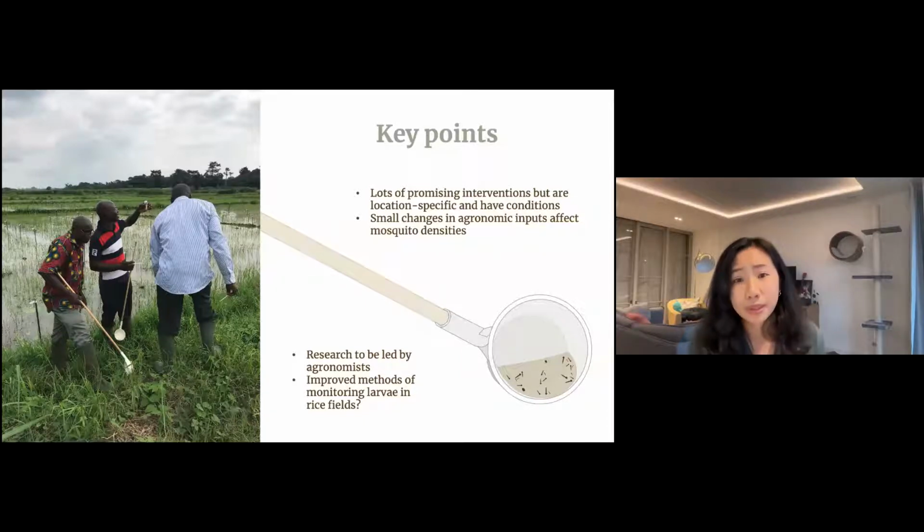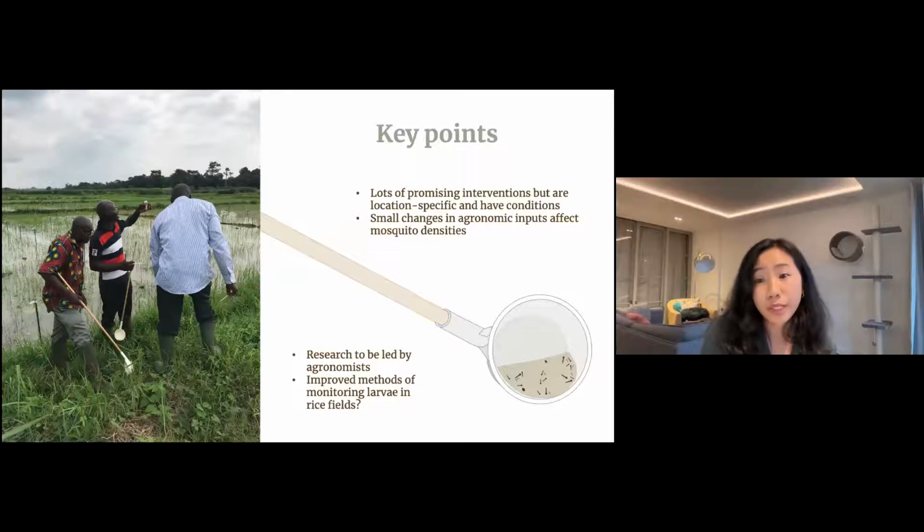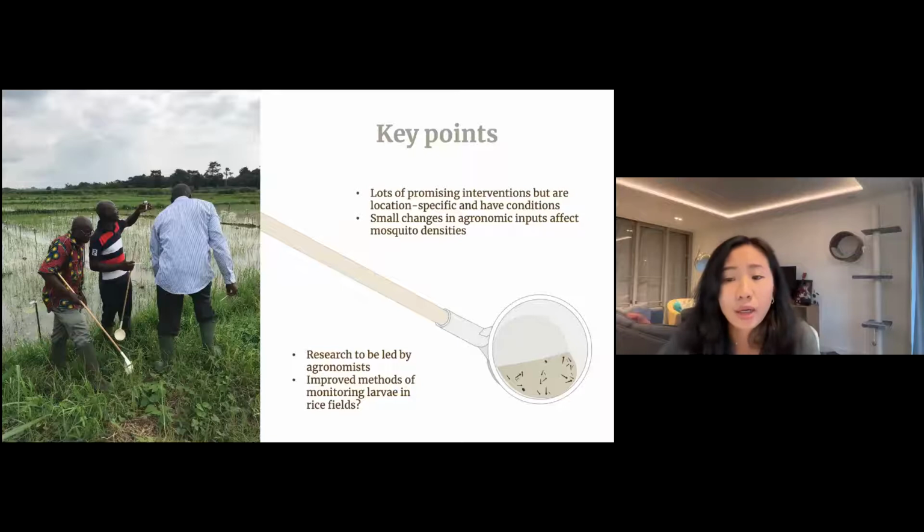And the ultimate aim is to get these interventions adopted by farmers. And to do so, research should be led by agronomists. As entomologists, we need to find improved methods of monitoring larvae to aid our agronomist colleagues, because dipping throughout the season is far too labor intensive. We need to also bear in mind that these win-win solutions, or as the agricultural world and climate change world would like to call it, agriculture and health co-benefits, are more well received by the agricultural sector, and they should be pushed a bit more.